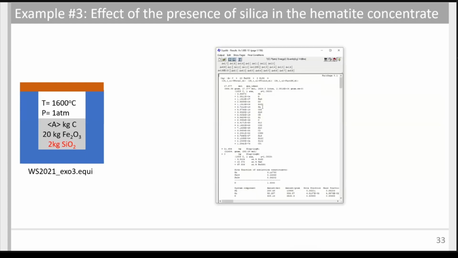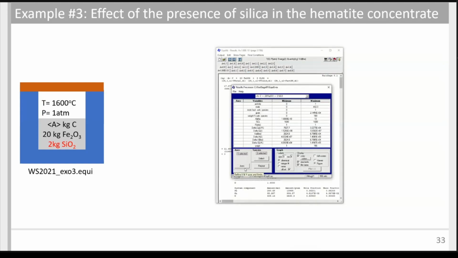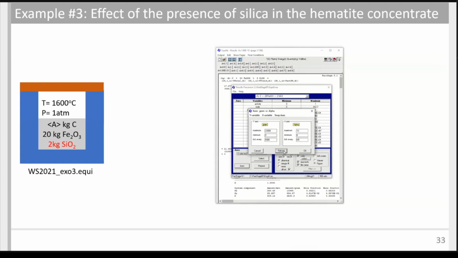Now that the calculations are done, I can first see what is the evolution of the phases inside my system that are in equilibrium as a function of the amount of carbon that I'm adding to the system. So if I go here in output, I can plot the result, and what I want to see is the evolution in grams of the presence of different phases as a function of the alpha parameter. So I'll go here in axis and select gram, and for the x-axis I will select the alpha.